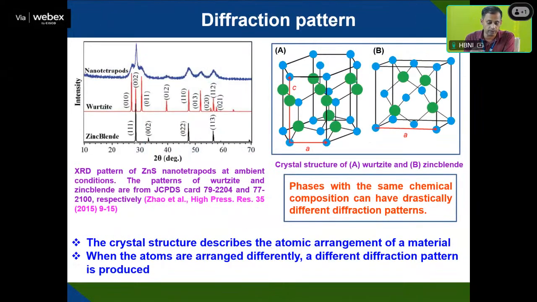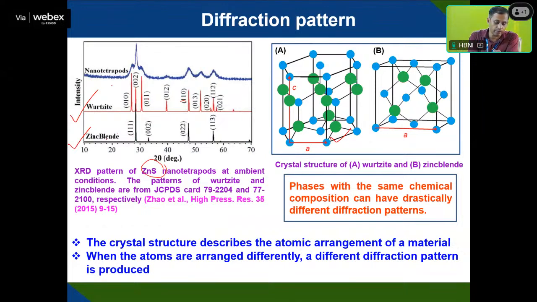You can see here the diffraction pattern of a zinc blende, wurtzite, and a nanotetrapod. You can see how different types of crystal planes give different peaks. This is a zinc blende structure, this is a wurtzite structure, of zinc oxide or zinc sulfide nano tetrapods. So the structure A is wurtzite and B is zinc blende. Here you see how the atoms are hexagonally arranged in wurtzite versus zinc blende, and you can identify which phase of your material is formed by the diffraction techniques.